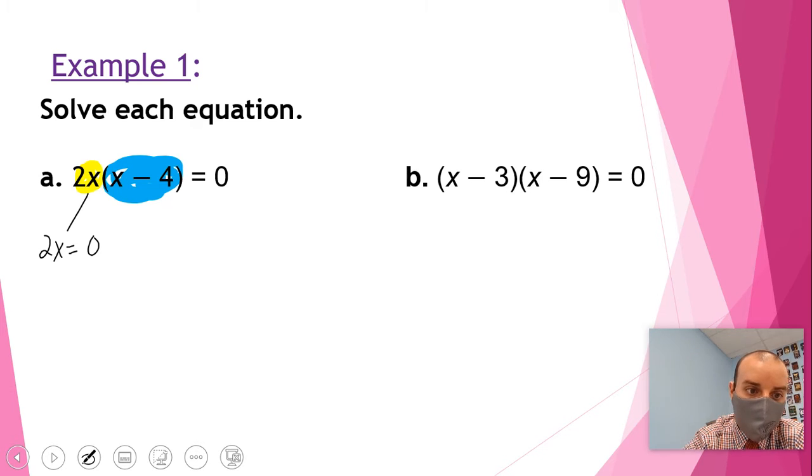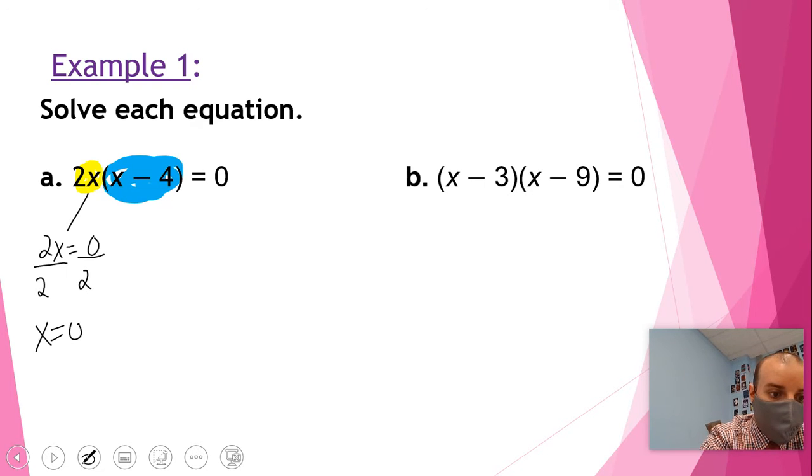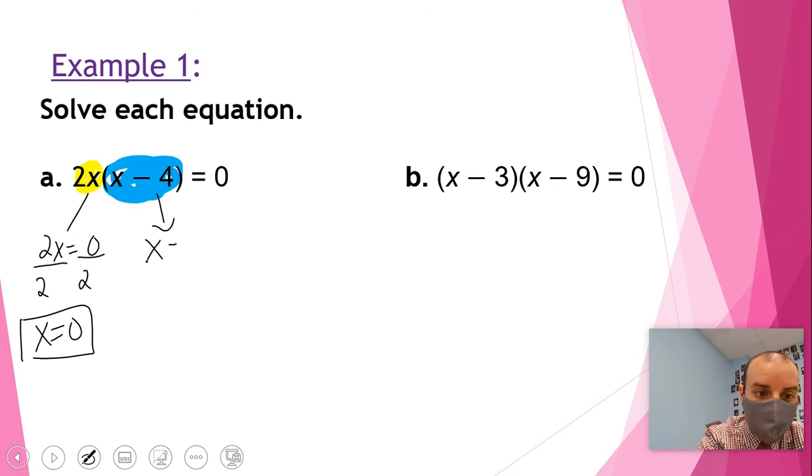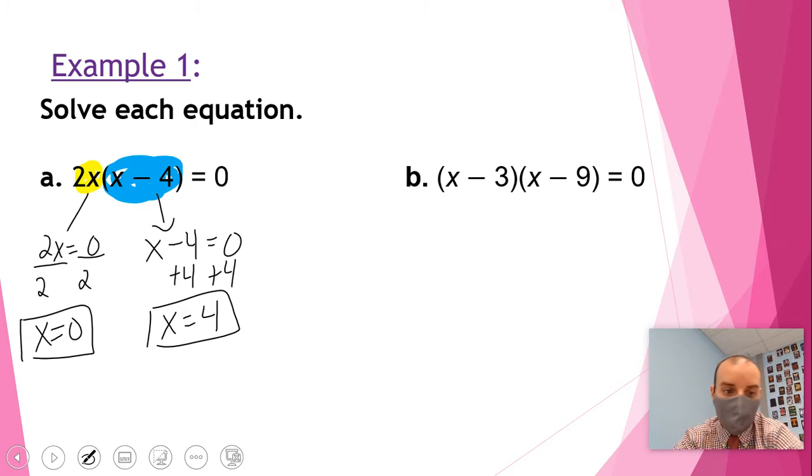If we just set 2x equal to 0 and we divide by 2, one of our solutions is that x is equal to 0. If we take our second part, which is the x minus 4 part, and we set that equal to 0, and we solve, add 4 to both sides, you'll get x is equal to 4. So both of these two values of x are solutions to that equation.